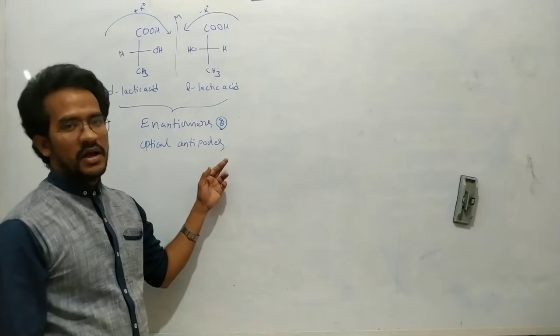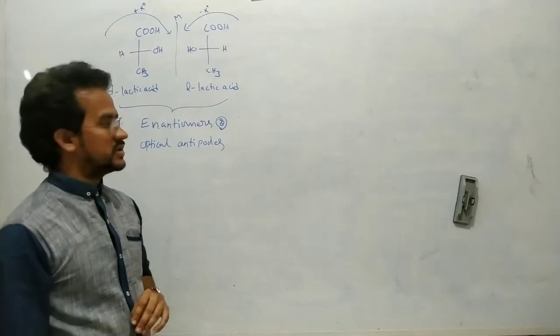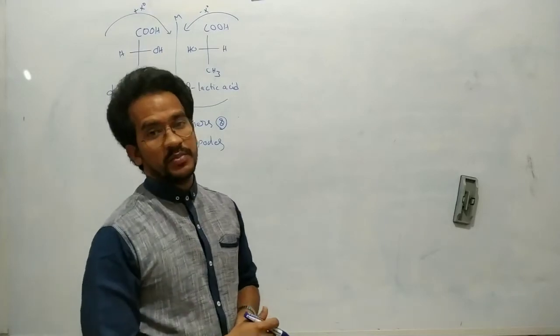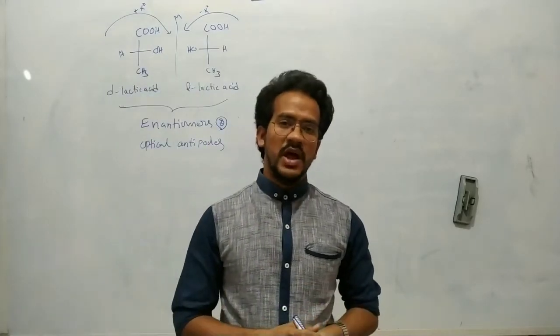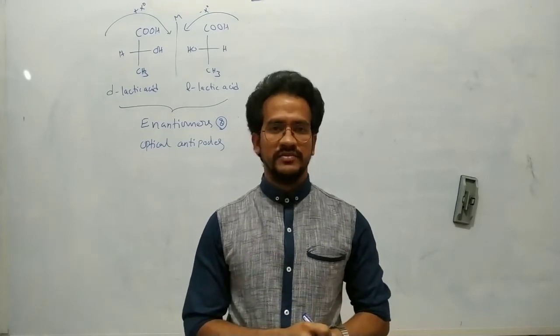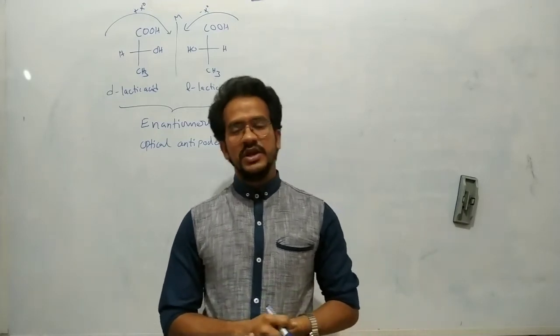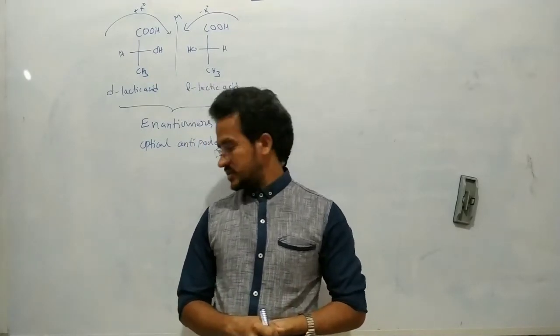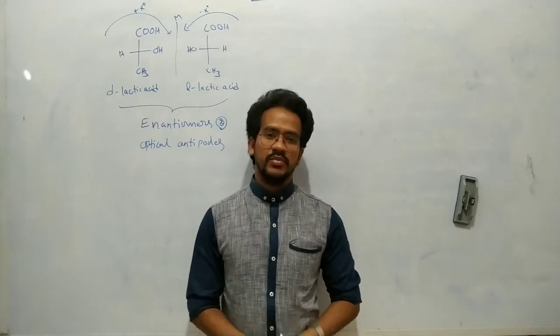Enantiomers are optical antipodes. Okay, this definition is important. Enantiomers means the pair of compounds which are mirror images of each other and optically active. Those are called enantiomers. Here enantiomers have the same physical and chemical properties.